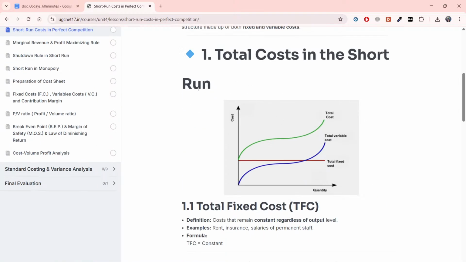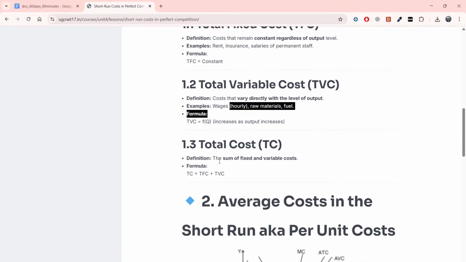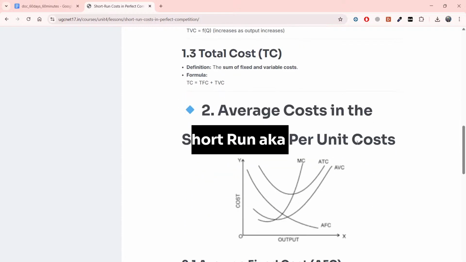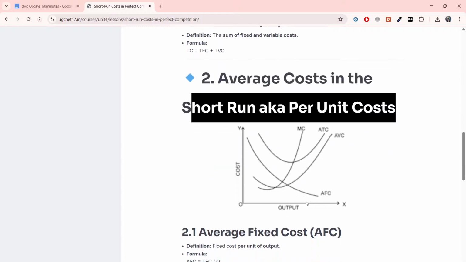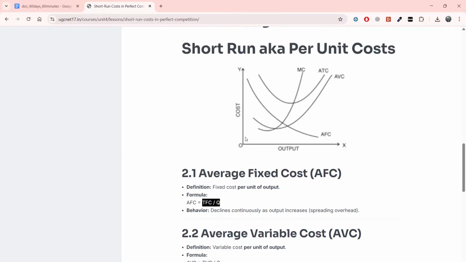Total cost in the short run. This is total fixed cost, total variable cost. Addition is total cost, which we have seen. Rent, insurance, salaries of permanent staff will remain the same. Wages, raw materials, fuels will vary. Total cost is the sum. Average cost in the short run, aka per unit cost. Average fixed cost is total fixed cost divided by quantity. So as you increase the output, the average fixed cost will decrease. This we know.